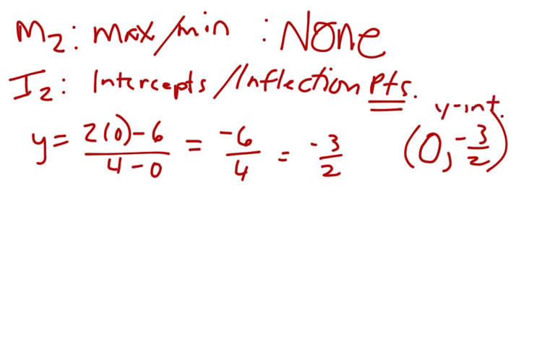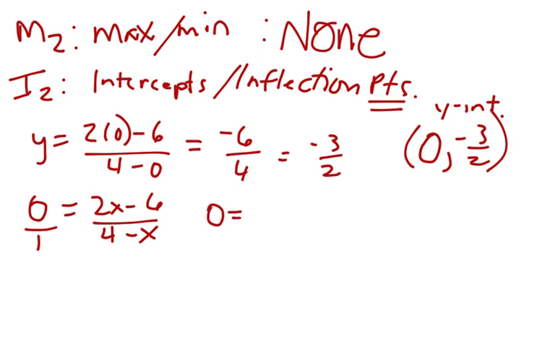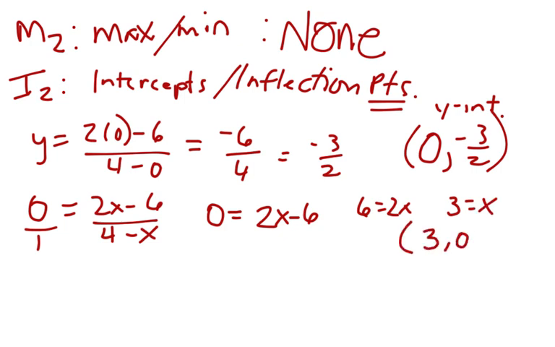Plug 0 for x. Now, for the x-intercepts, I put a 0 for y. So if I cross multiply here, basically that's the same thing as saying 0 equals 2x minus 6. Add 6 to both sides, 6 equals 2x, divide by 2 on both sides, 3 equals x. So I have an x-intercept at the point 3 for x, 0 for y.